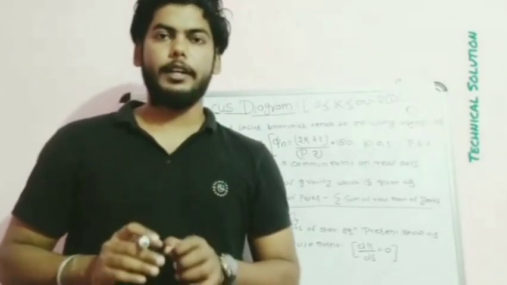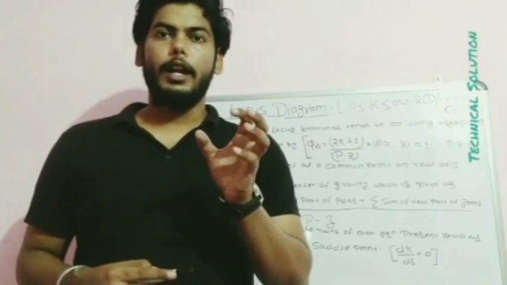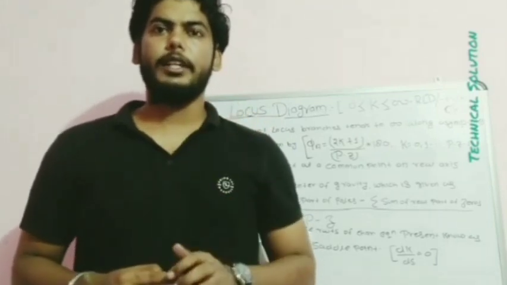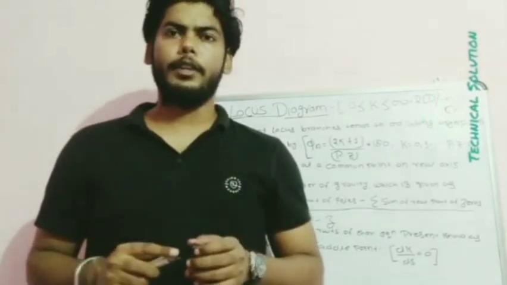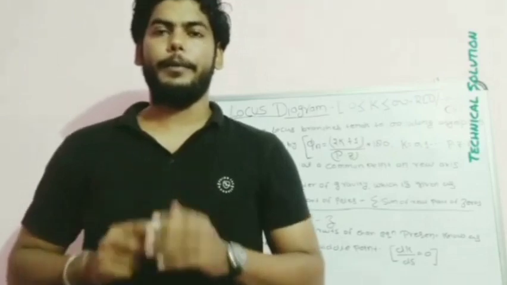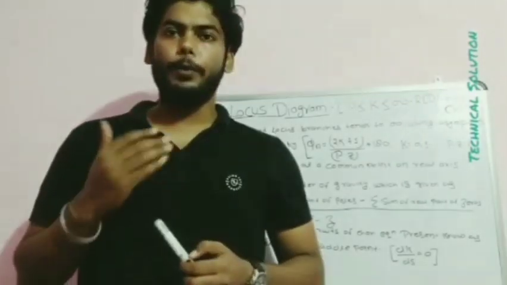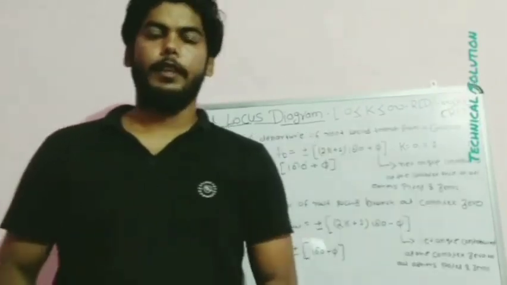Okay, understand? The seventh point of the root locus diagram is the point at which multiple roots are present, known as the breakaway point or break-in point, or sometimes we can say it is the saddle point, and it is obtained from the solution of dK/ds equal to 0.